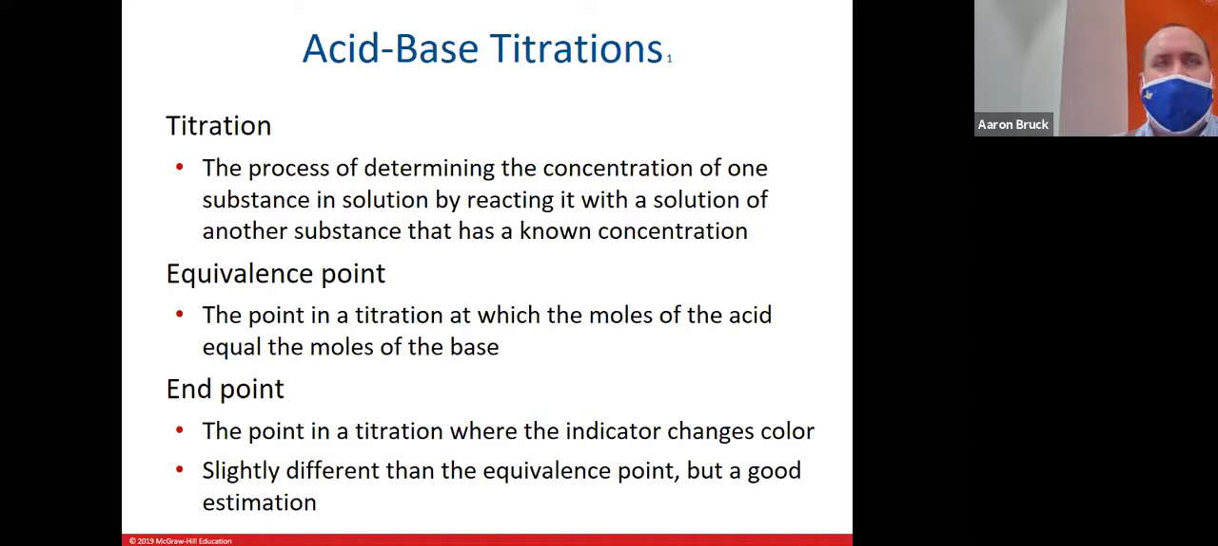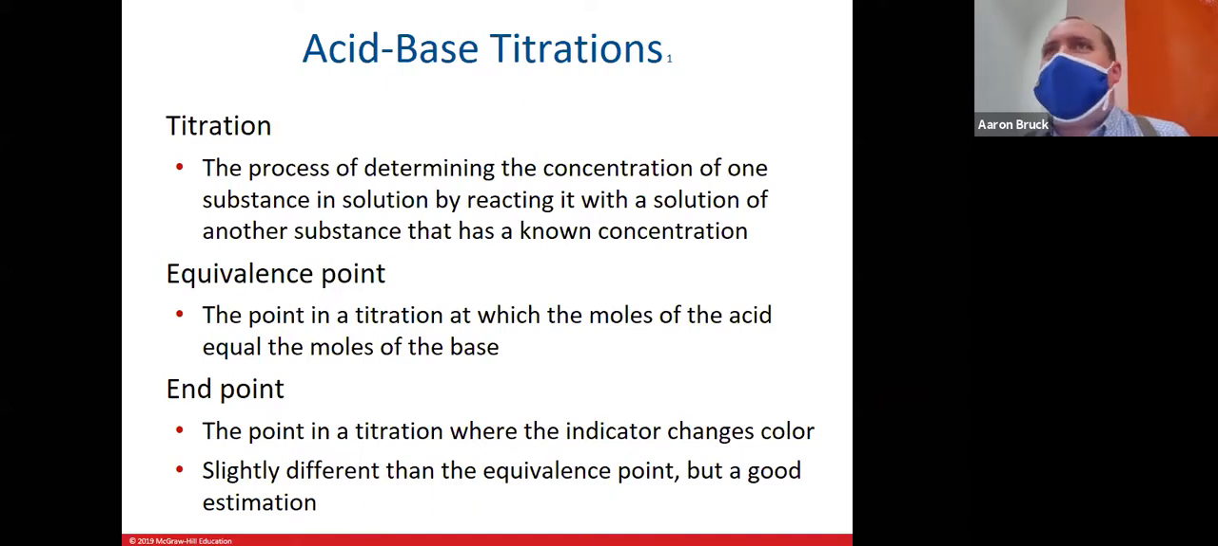So a titration is an analytical technique, a process where we use the concentration of one solution, where we know its concentration very, very well, to figure out the concentration of another solution that we do not know well. And we do this via chemical reaction.